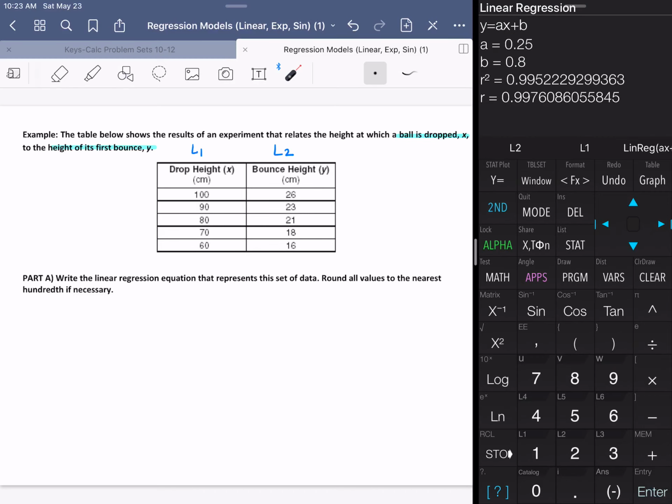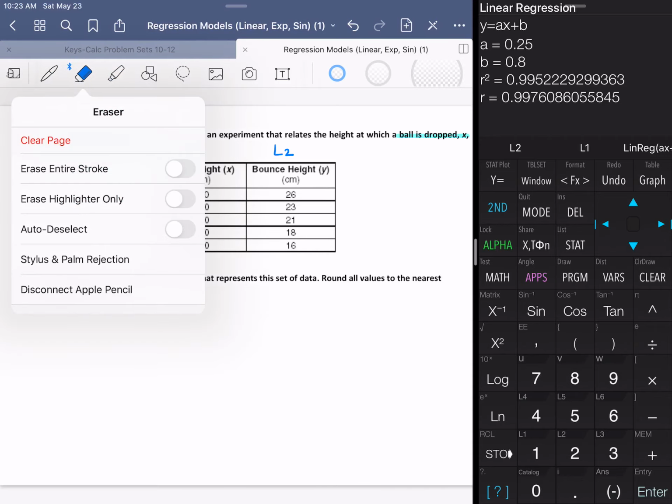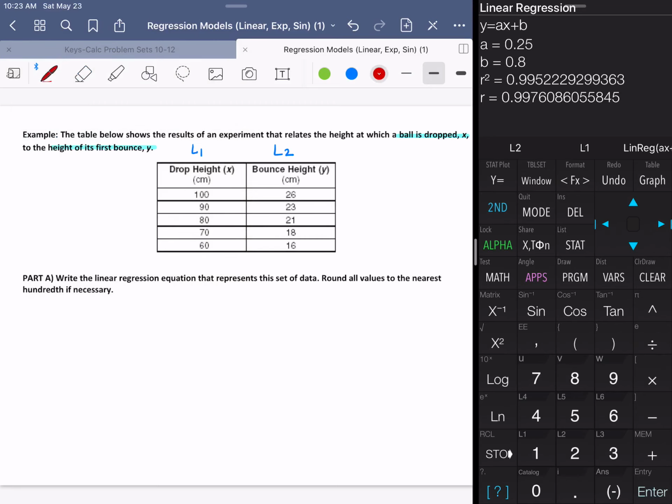Perfect. So now we have our Y equals AX plus B. That should be something familiar to you. AX plus B is similar to Y equals MX plus B. This is normally what you're used to when we have a line, Y equals MX plus B, except now the calculator uses AX plus B. Same thing, A is still the slope and B is still the y-intercept. So Y is equal to 0.25 for my A, X plus 0.8 for my B.